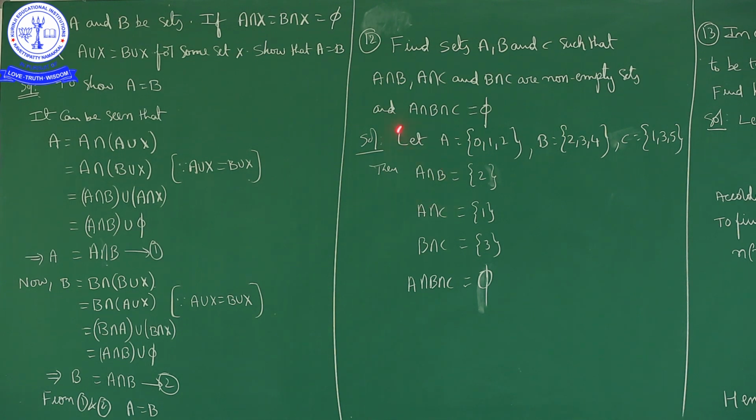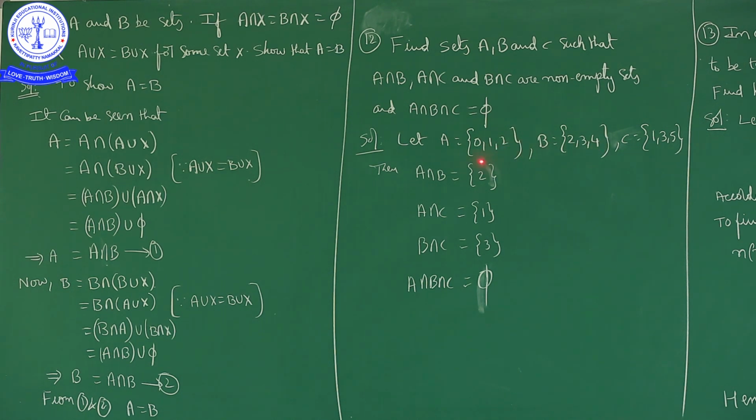Next question. Find sets A, B and C such that A intersection B, A intersection C and B intersection C are non-empty sets, and A intersection B intersection C is equal to the empty set. We can give an example. Now I will take set A containing the elements 0, 1, 2, set B containing the elements 2, 3, 4, and set C containing the elements 1, 3, 5.